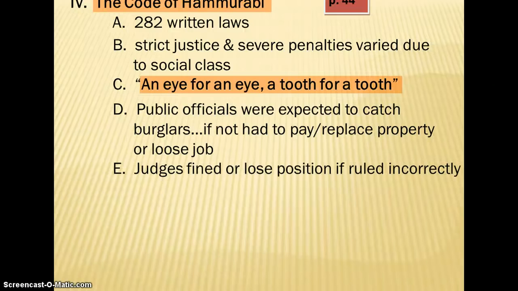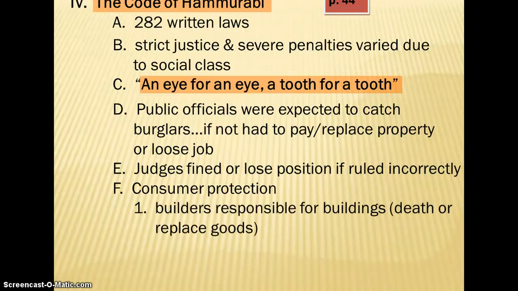Judges also could lose their jobs if they didn't rule correctly. Many of the 282 codes dealt with consumer protection. In other words, if you made a faulty hammer, how are we going to treat that? An example here is a carpenter or a builder of buildings. If it collapses and falls on the owner of the home and kills him, then the carpenter could be put to death, or might just have to replace the things that were damaged.